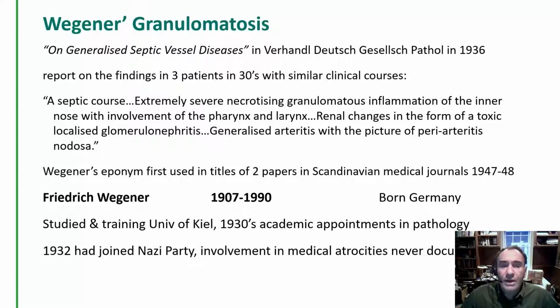What's important about Wegener is that in 1932, research showed later, he had joined the Nazi Party. He worked high up as a well-known physician in the Nazi Party. His involvement in medical atrocities was actually never documented, and many people looked for evidence of this. But on the basis of this knowledge and a lot of backlash around other physicians who had been involved in the Nazi Party back in the 1930s, it was roundly agreed to remove his eponym from this condition.